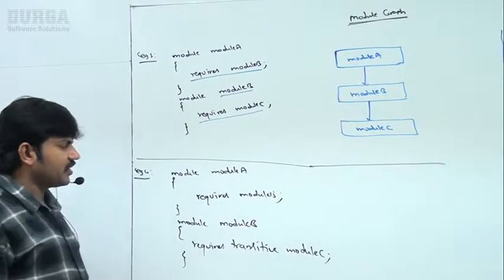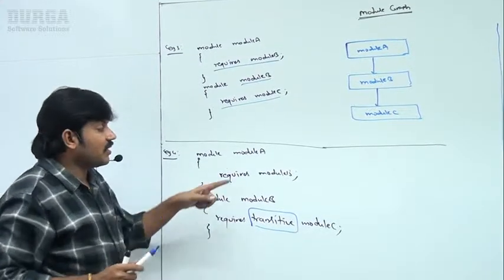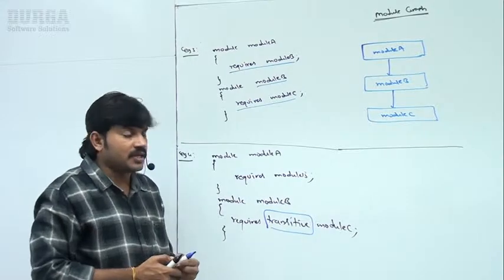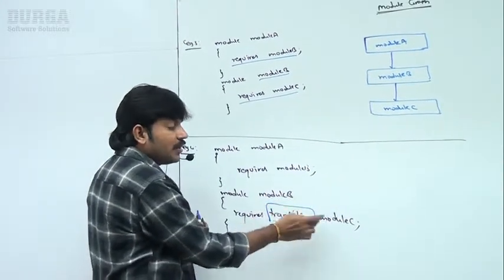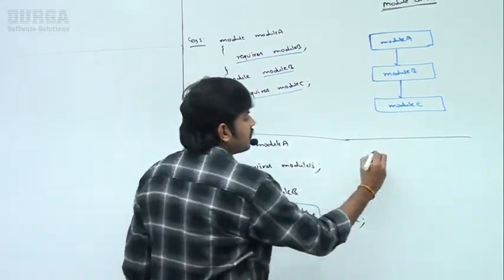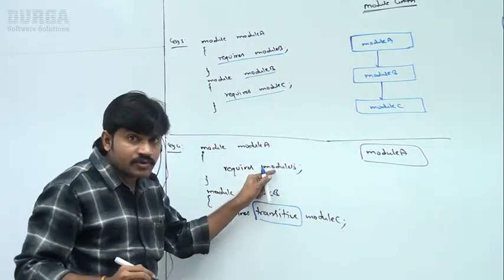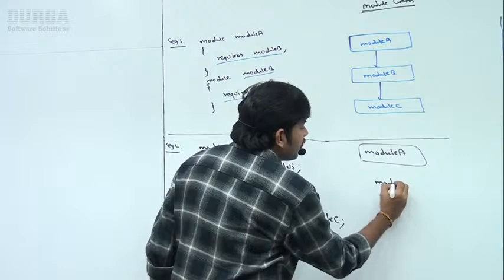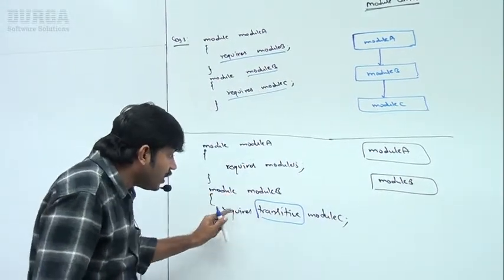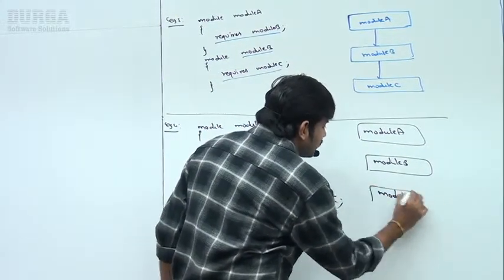Now observe the next one. Same thing, but the only difference is that here I use transitive. Module A requires module B. Module B requires transitive module C. Not only for module B, but for the next level also. What is the corresponding diagram? Module A requires module B, and module B requires transitive module C.